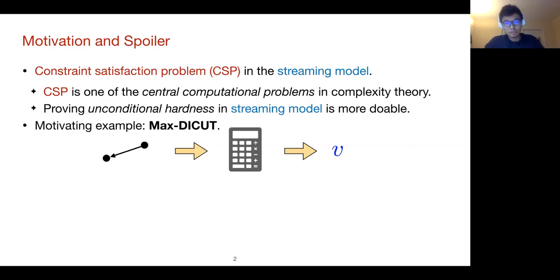In this problem, think about you have a digraph, and I give you the directed edges in a stream. Now you only have very limited space, for example, maybe only big O of log space. And I want you to tell me the size of the largest dicut you can get.